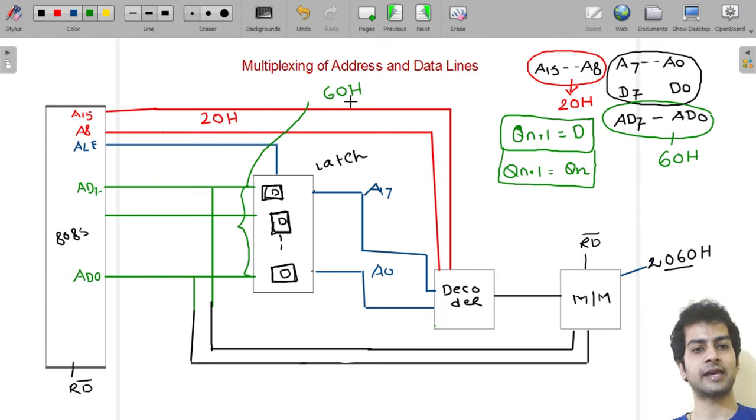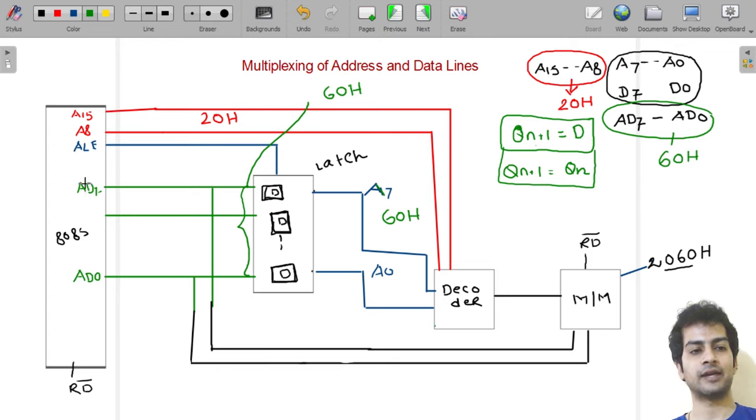So this 60H data, which was present at the inputs of all the D flip-flops, will come to the output of all the D flip-flops, that is, to the Qn+1 state, and this 60H will come here. See what we have at the output of the D flip-flop? We have A7 to A0. What is our A7 to A0? It is our lower order address bus. So we can see here that 60H gets latched to our higher order address bus. This is our higher byte, and the lower byte finally gets latched with our lower order address bus.